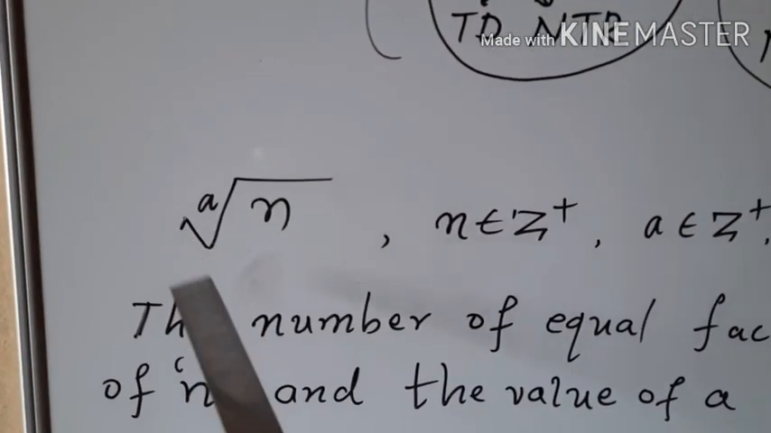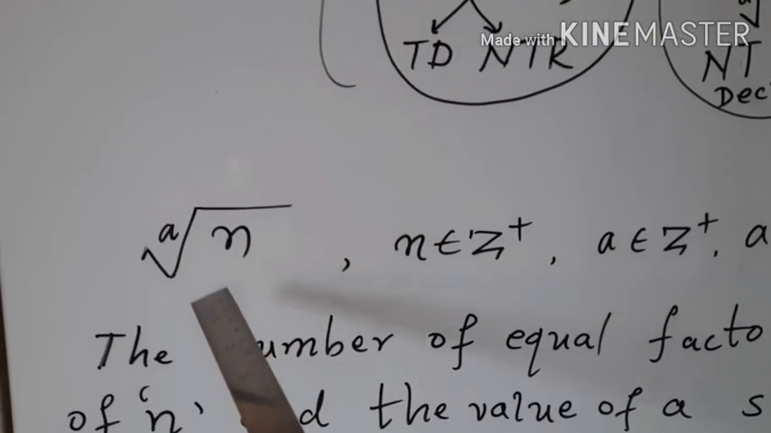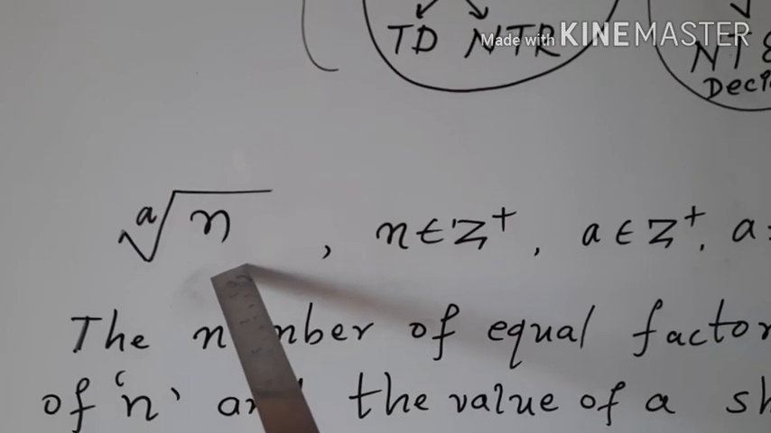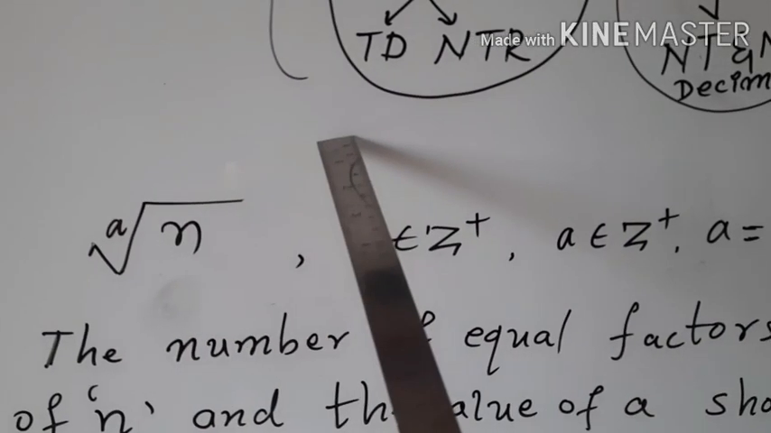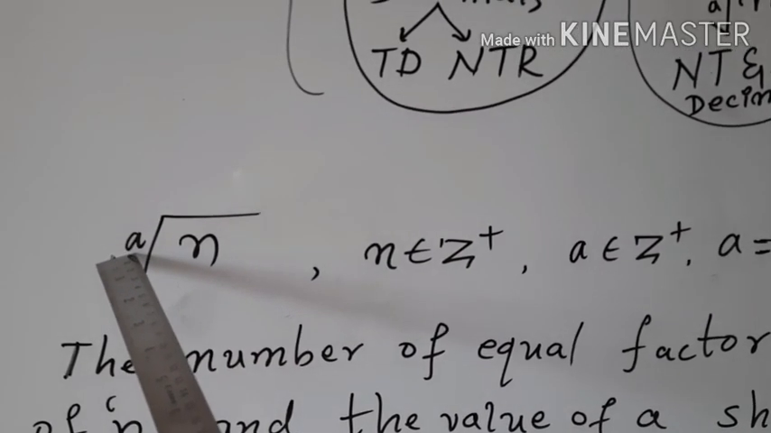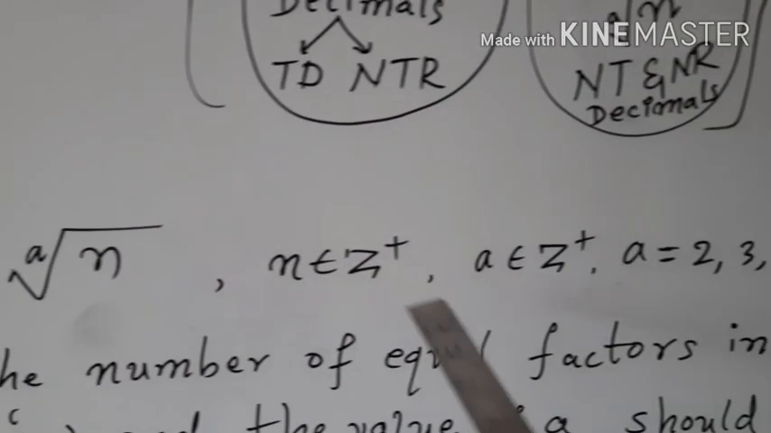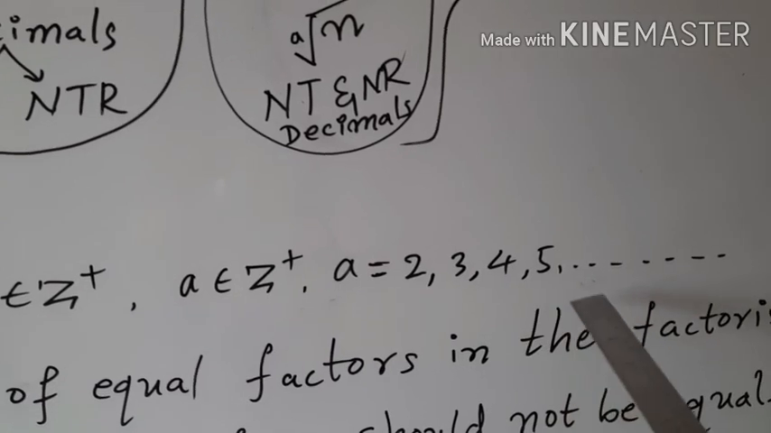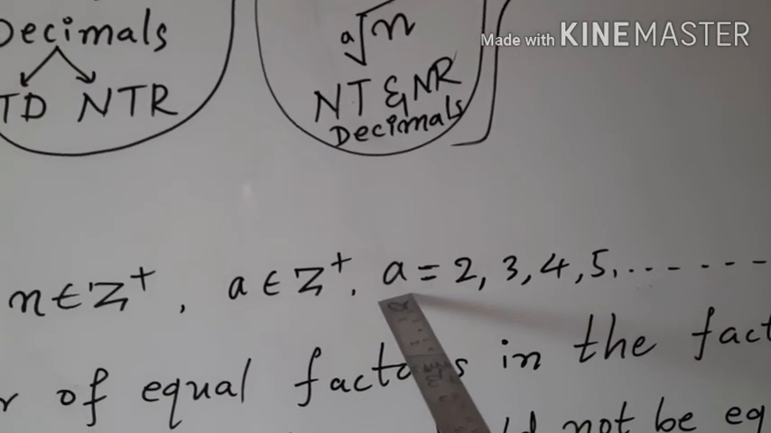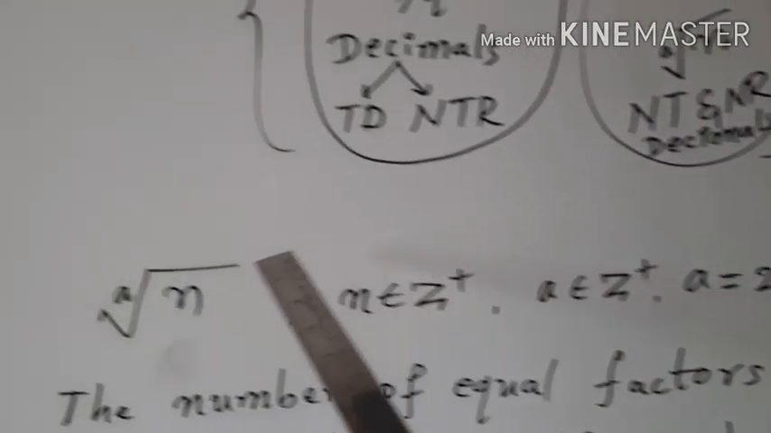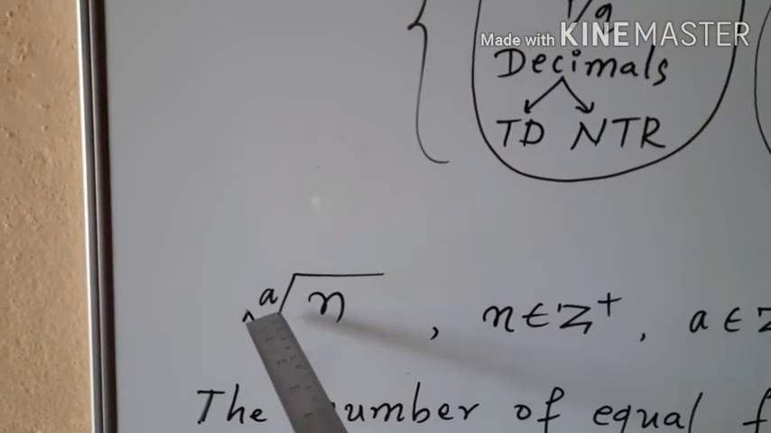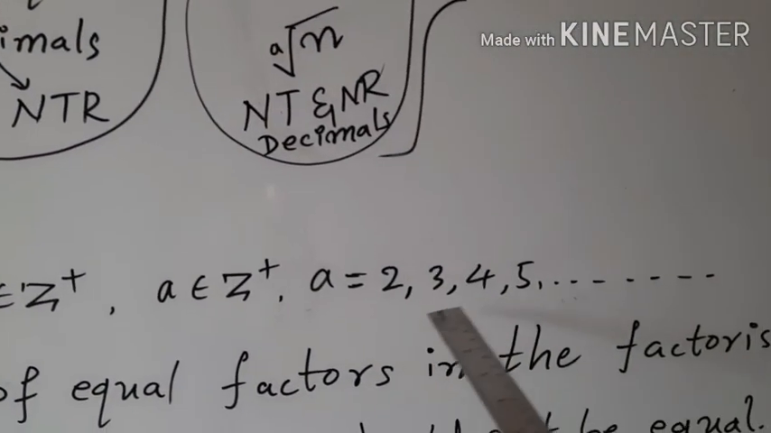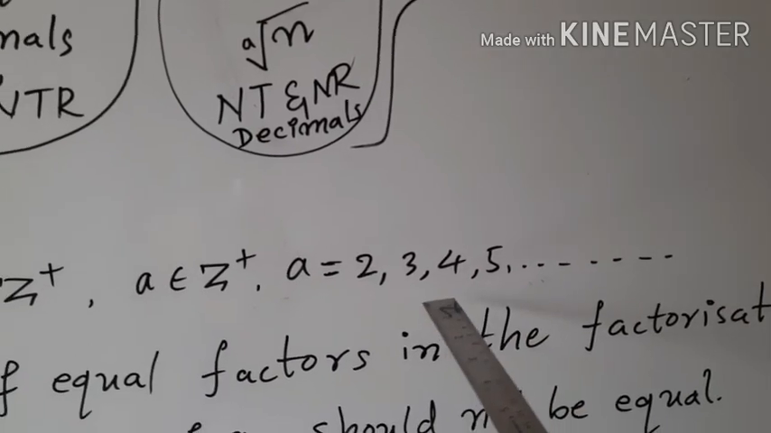Here this is called nth root of n. If you would like to call this number as an irrational number, here this is called the order of the root, right? And here the order of the root is a. This a's value should be a positive integer and its value should start from plus 2, plus 3, plus 4, plus 5, and a's value should not be a negative integer. That is, a is called the order of the root and this order of the root should be a positive integer and it should have the values from plus 2, plus 3, plus 4, plus 5. It should not be a negative integer.